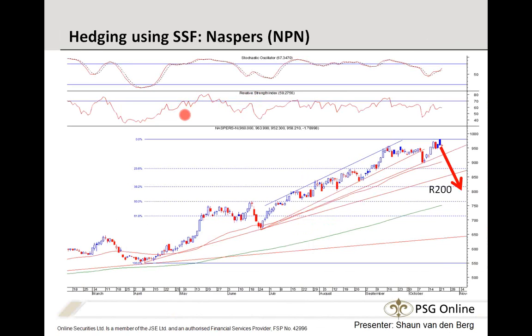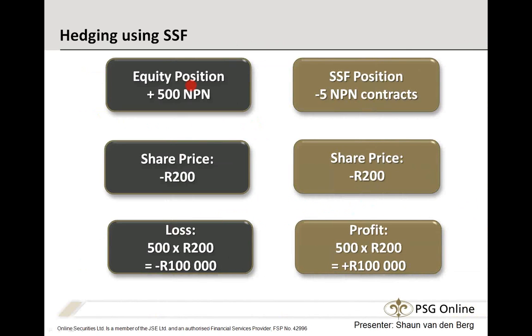I have 500 Naspers shares in my portfolio. I anticipate the share price to drop by 200 Rand. So I've got a potential of losing 100,000 Rand in my long-term portfolio. I don't want to sell my shares because I might be taking capital gains, and also I'm a long-term buy and hold investor, so I don't want to trade. So I want to hedge my position. And this is where the advantage is.